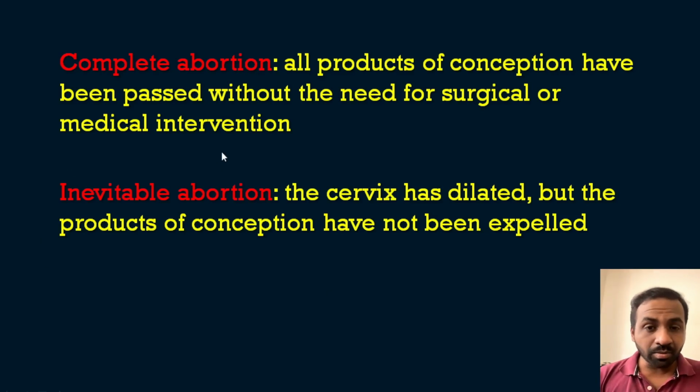And inevitable abortion means the cervix has dilated completely, but the products of conception have not been expelled. So then through medical or surgical intervention, we have to remove the products of conception. So the cervix is completely dilated. That is known as the inevitable abortion. Okay, so I think that question from the OBG is also clear for you.